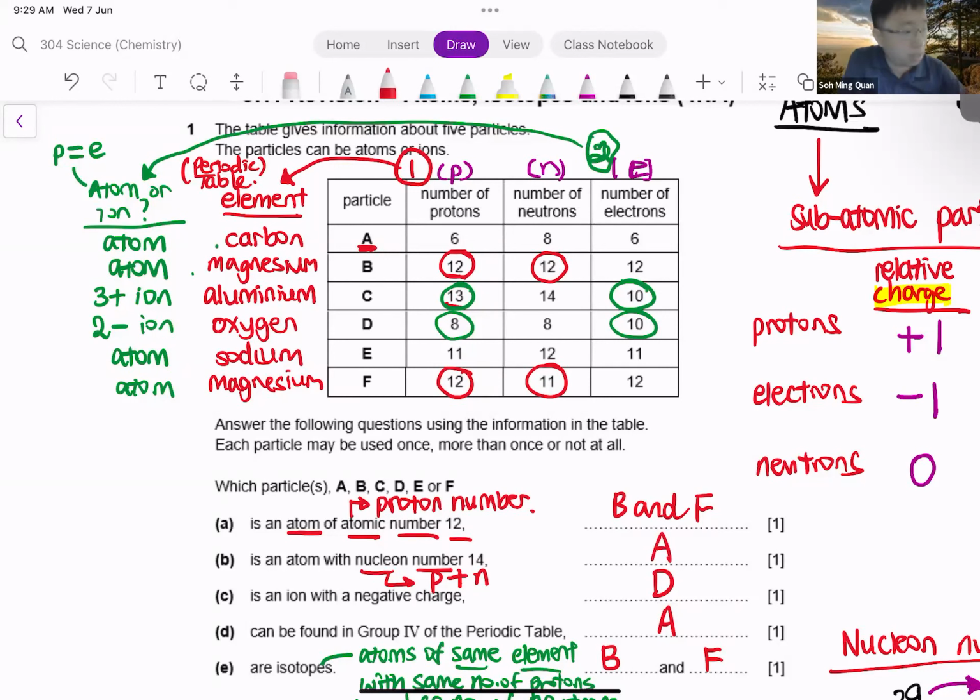All right. So this is an important trick question. Many students will think that, oh, just go straight for the one that has 14 inside. But you must be careful because you must remember the nucleon number is P plus N, proton plus neutron. All right. So it's particle A. Particle A has 6 protons, 8 neutrons. So 6 plus 8 gives you 14. Okay.